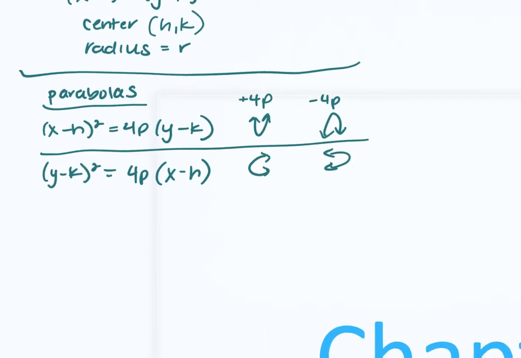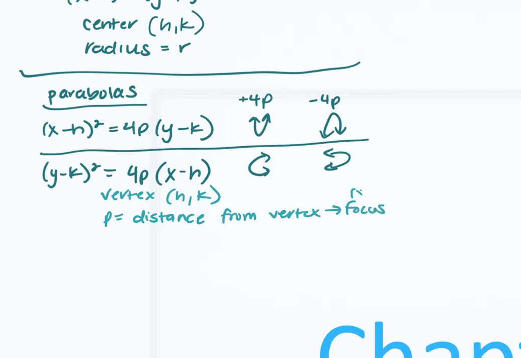For this one, you needed to know the vertex, which is your h, k, and then the p is the distance from the vertex to the focus, which is a coordinate point, and vertex to directrix, which is either an x equals or a y equals because it is a line.